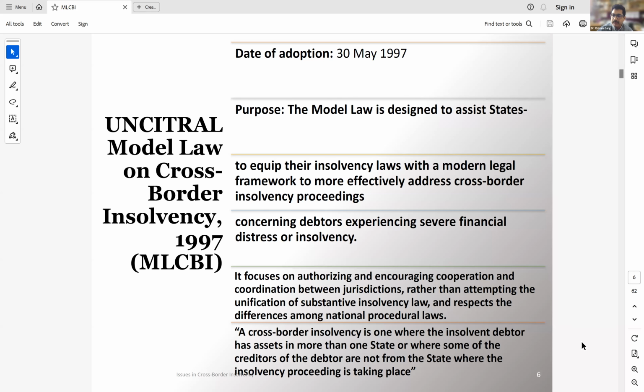So the procedural law will be different, and that is not touched. That is left as it is because every country will have their specific jurisprudence, their procedural law, their court systems. So there is no attempt made to harmonize those domestic institutions. In other words, a cross-border insolvency is one where the insolvent debtor has assets in more than one state, or where some of the creditors of the debtor are not from the state where the insolvency proceedings are taking place.